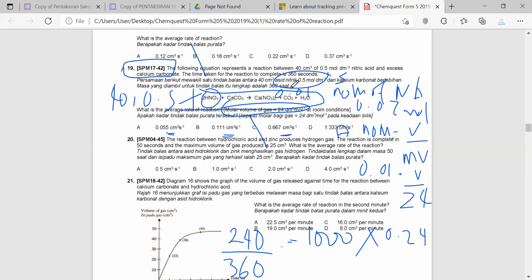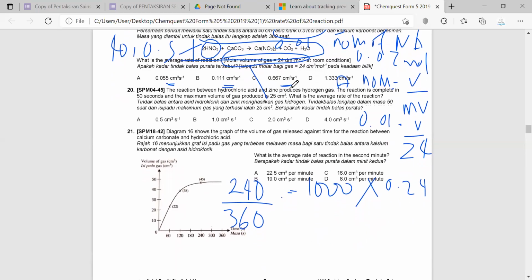They love it. Okay, so if you look at question number 20, it is good. It has already given the volume of gas. The reaction is completed in 50 seconds and the volume is 25. What's my average rate of reaction? A. 25 divided by 50. Did everybody get A? Yes, teacher. Okay, correct. The answer is A.